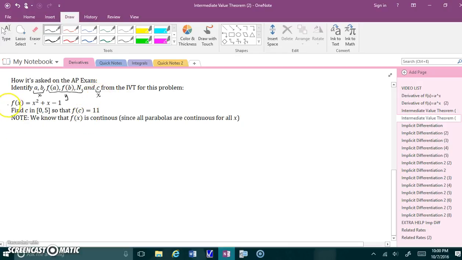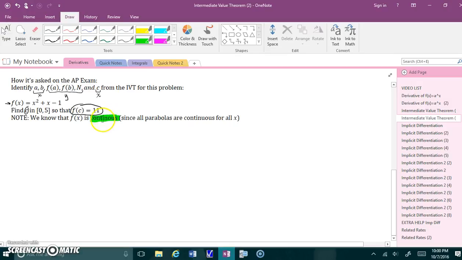So I have this function here, x squared plus x minus 1, and I want to find c, that x value, in between 0 and 5, so that f of c is 11. So that at that mystery x value, my height is 11. Now, before you ever do a problem like this, you need to verify it's continuous. Otherwise, you're doing all this work for nothing.